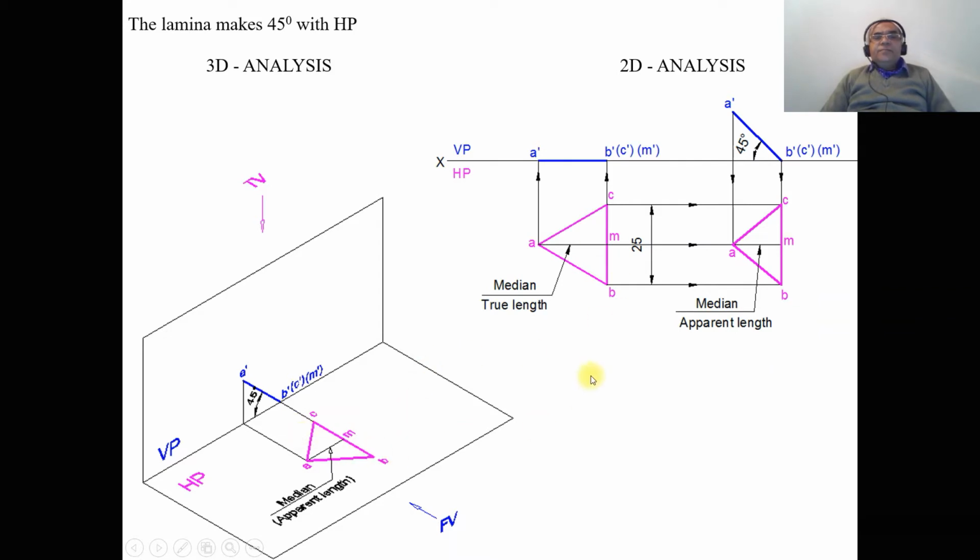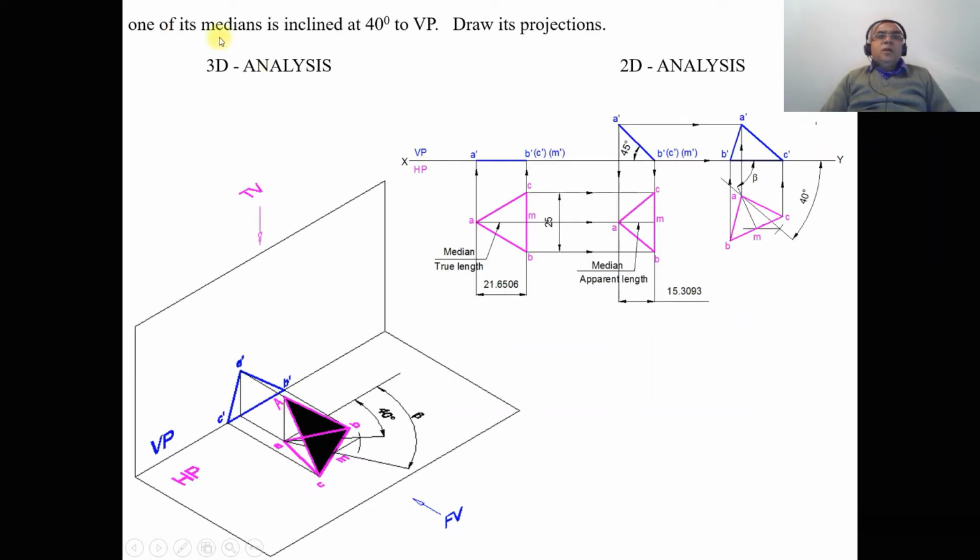So here one of the sides is resting on HP and the surface makes an angle of 45 degrees to HP. Once the surface is inclined, naturally the median on that surface is also inclined. Obviously the median is going to become inclined, and then you are going to get the apparent length of the median here. Then what happens? One of its medians is inclined at 40 degrees to VP.